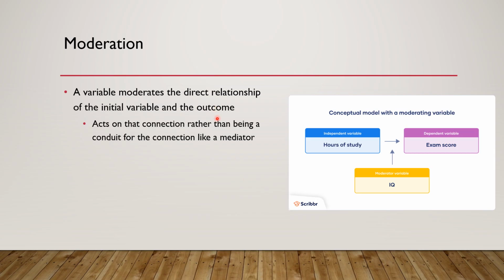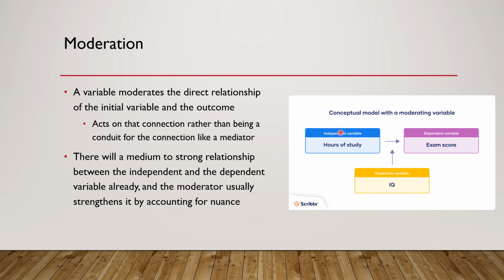So the variable is doing what we call moderating that direct relationship of the initial variable, in this case hours of study, and the outcome variable, exam score. So it's getting moderated by IQ here. Rather than that triangle shape, there's actually a direct effect here, a connection where, if they had statistics, we would see statistical significance between these two variables. So we need at least a medium, sometimes it can be strong, this connection.